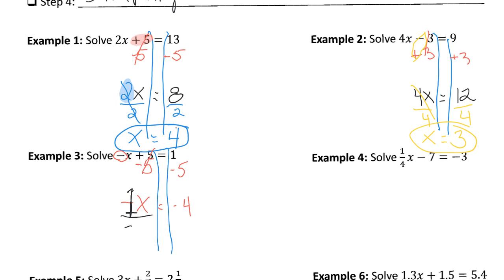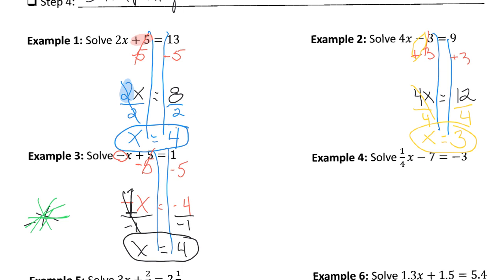So I really want to divide both sides by negative 1, so that way I get rid of the negative sign. I'm left with x on the left and then a positive 4 on the right. Okay, so I always want to get a positive x alone. We do not want a negative x. That's a no-go, no negative x's here.